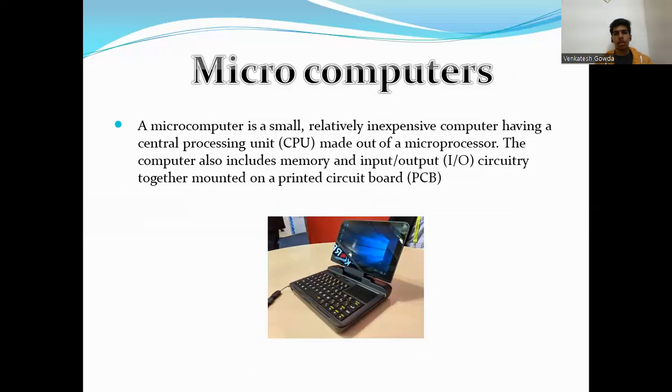Next is the microcomputer. A microcomputer is a small, relatively inexpensive computer having a central processing unit, CPU, made out of a microprocessor. The computer also includes memory and input-output circuitry together mounted on a printed circuit board, PCB. So here we can see how a microcomputer looks. As the name indicates, it is micro, it is smaller in size.